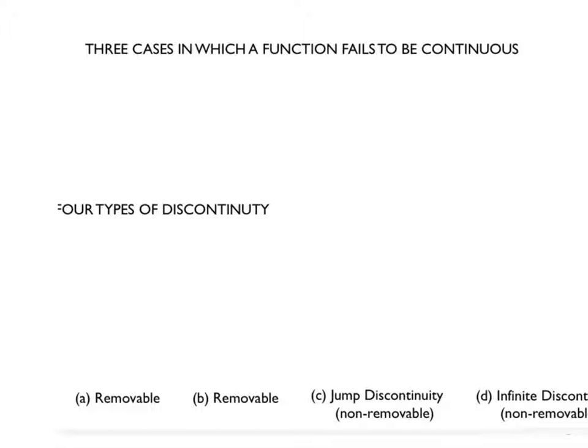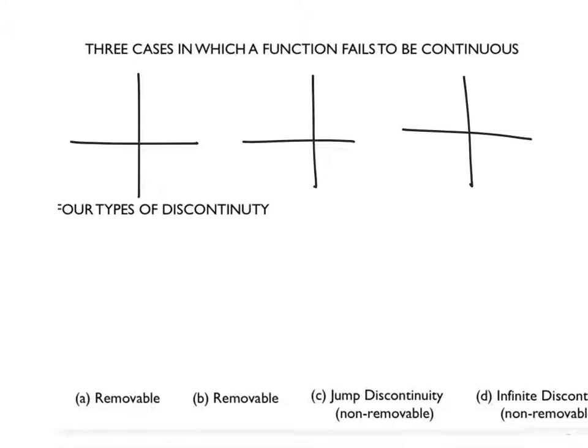So I can think of three cases in which a function fails to be continuous. What can you think of? Pause it and think for a second. Can you draw something that's not continuous? So one that pops in my head right away is if I have a vertical asymptote. Perhaps I shoot up towards positive infinity on the left and negative infinity on the right. A vertical asymptote will fail to be continuous.